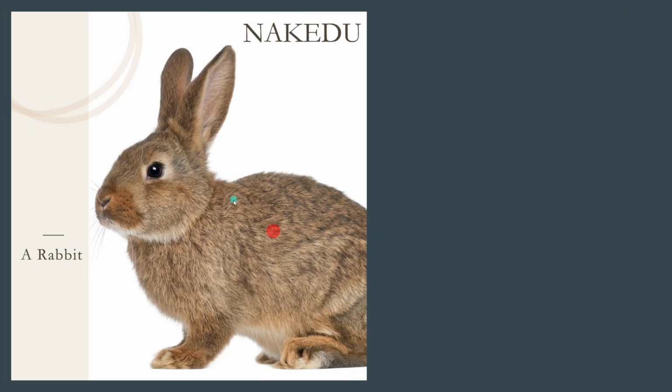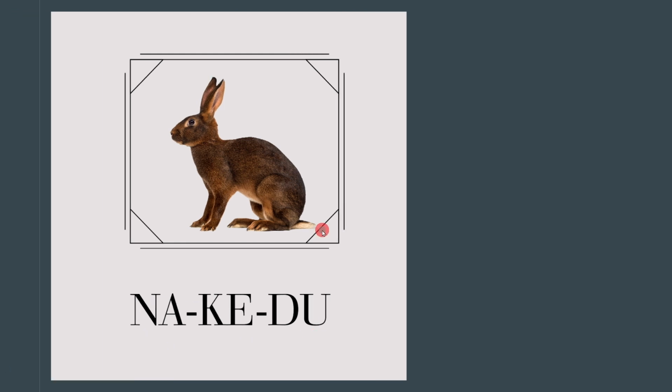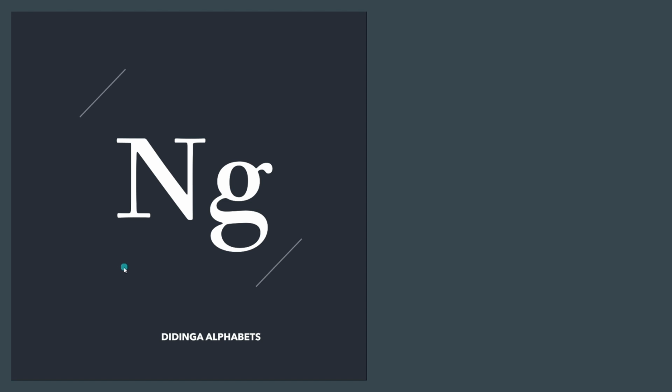Abacha na. Na is for nakedo. Rabbit is called nakedo. Although they may look like a bunny or a rabbit, they call it nakedo. Pronunciation: na ke do. All together, nakedo.